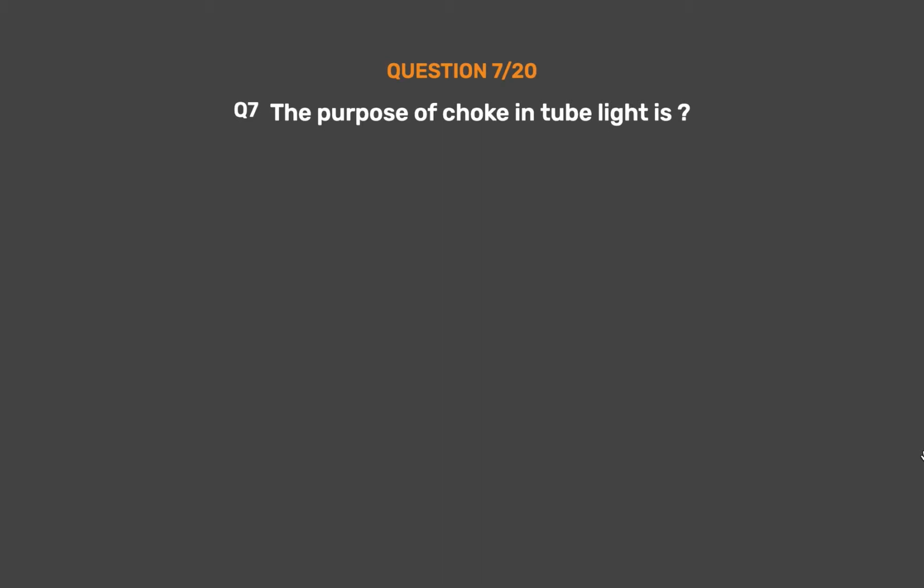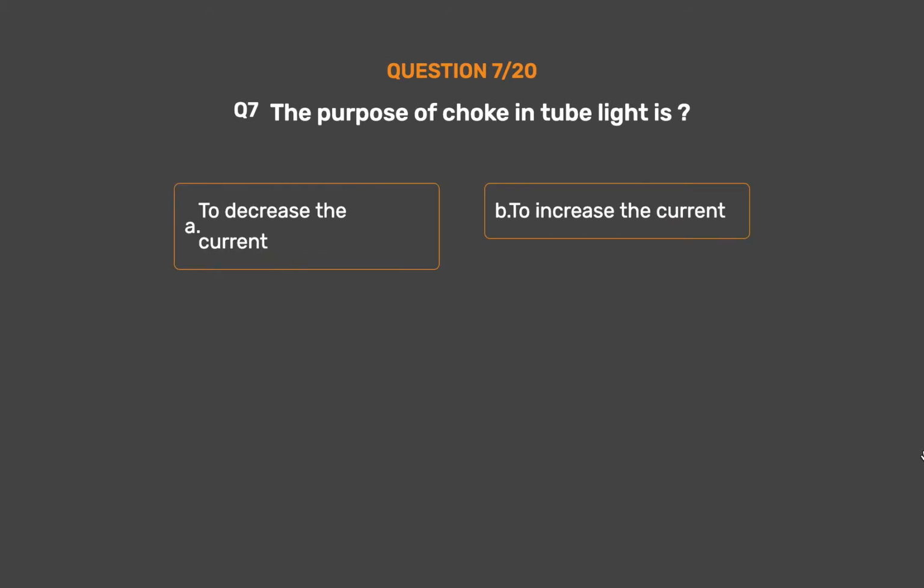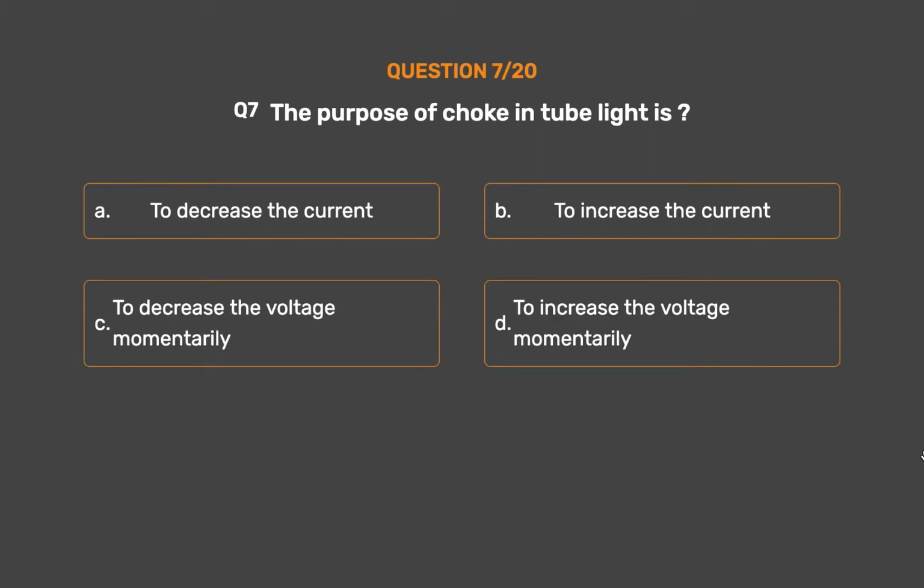The purpose of choke in tube light is Option A. To decrease the current. Option B. To increase the current. Option C. To decrease the voltage momentarily. Option D. To increase the voltage momentarily.